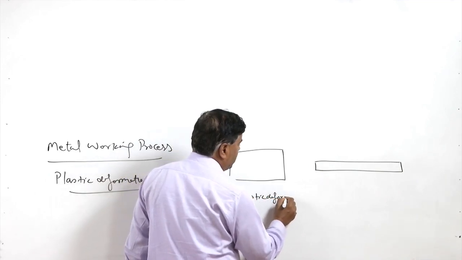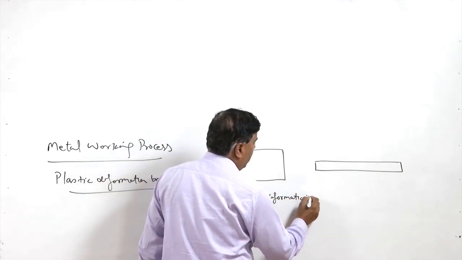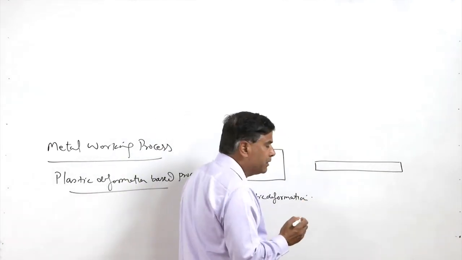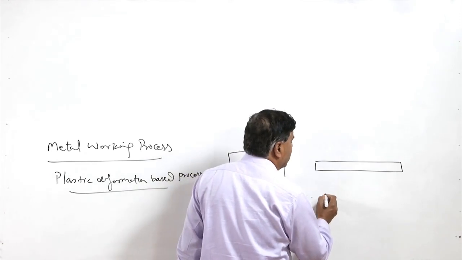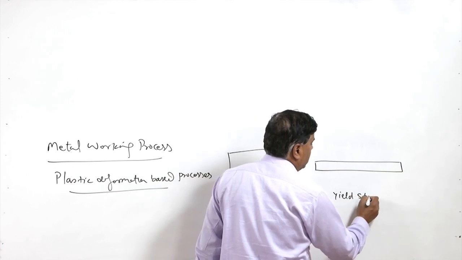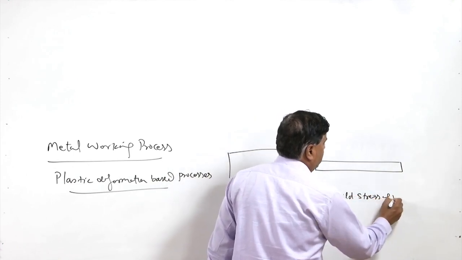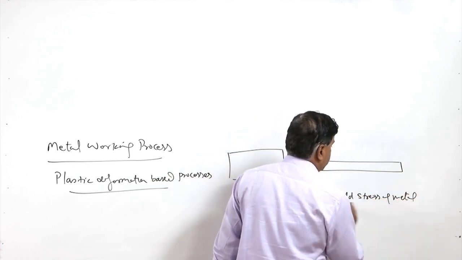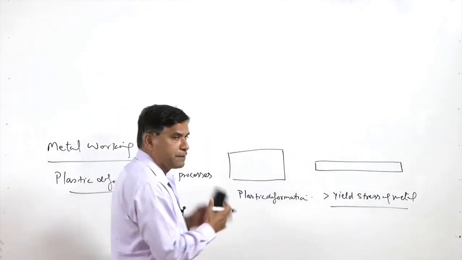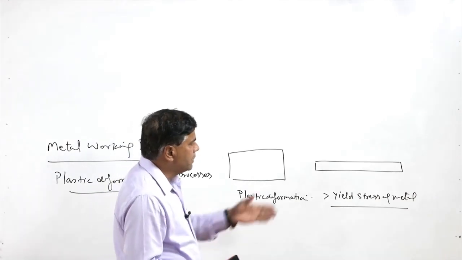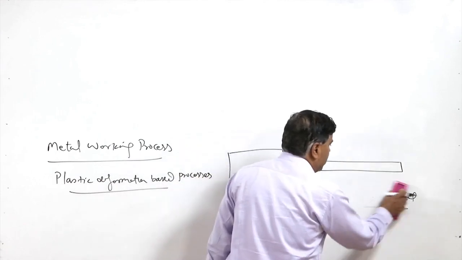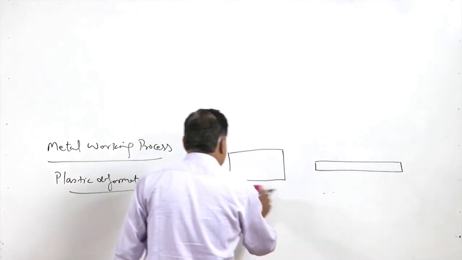For achieving the plastic deformation, we need to apply force so that the stresses acting on the metal are greater than the yield stress of the metal which is being processed. So, using external forces, the metal is plastically deformed so that the desired size and shape is achieved in metal working based processes.